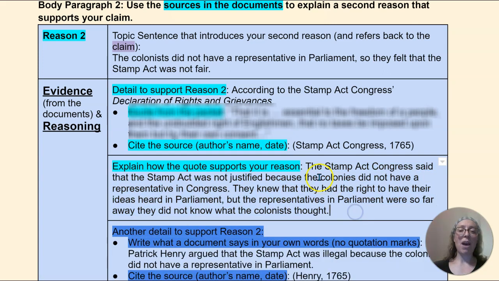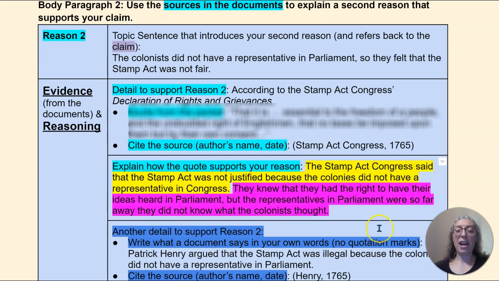All right, the Stamp Act, Congress said the Stamp Act was not justified because the colonies did not have a representative in Congress, right? So this is what it means. That's what it means. And then why it matters. Why did it matter? They knew they had the right to have their ideas heard in Parliament, but the representatives in Parliament were so far away they did not know what the colonists thought. And so that is why it matters.